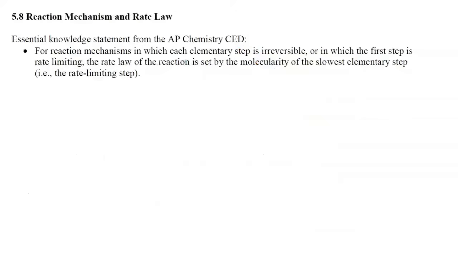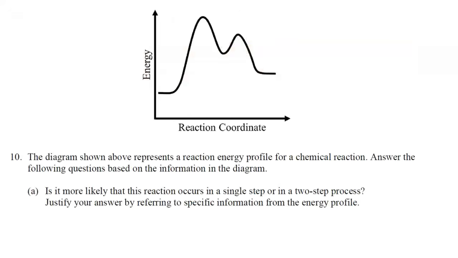All right, let's move on to our next topic. This is topic 5.8, reaction mechanism and rate law. Here is one essential knowledge statement for the AP Chemistry course and exam description. For reaction mechanisms in which each elementary step is irreversible or in which the first step is rate limiting, the rate law of the reaction is set by the molecularity of the slowest elementary step, that is, the rate limiting step. So here we have question 10 from your packet.